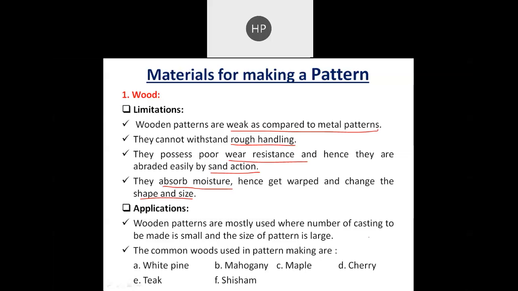Wooden patterns are mostly used where a small number of castings are to be made and the size of the pattern is large. What are the common woods which we can use? White pine, mahogany, maple, cherry, teak, and sesame. These are some of the common woods that are used as pattern material.